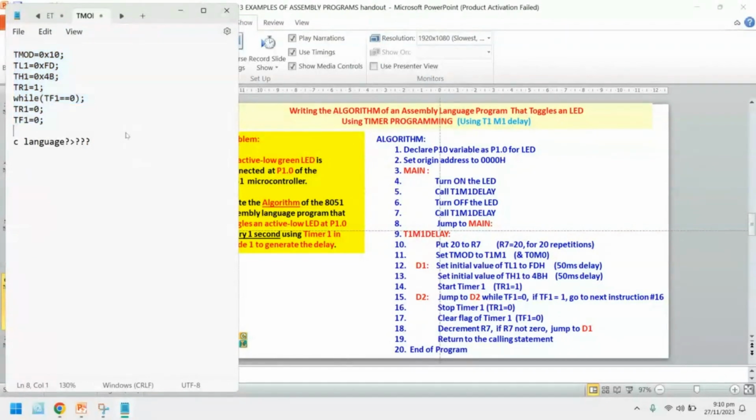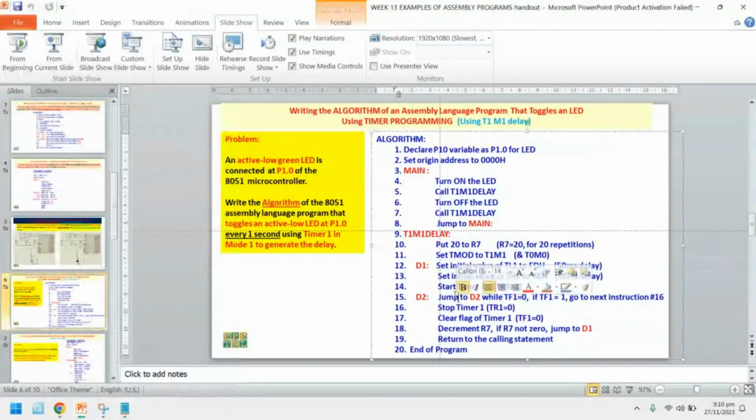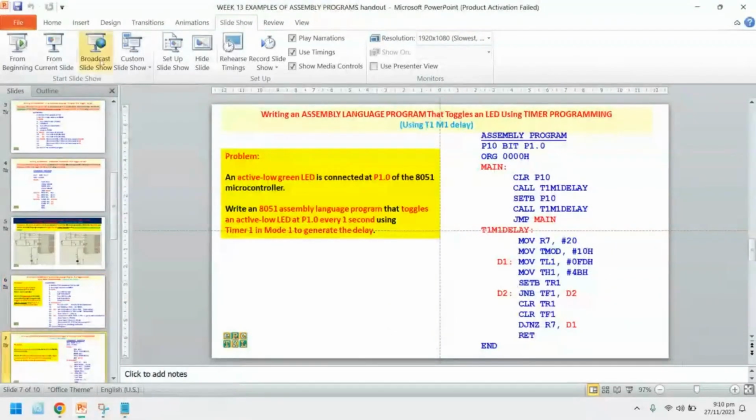Because look, if I will write this in assembly and I'm writing the algorithm, what will I write? I will write here, make TMOD equal to 10. It's okay. Here, what will you write? Make TL1 equal to FD hexa. How about here? You understand? This you can write here in the algorithm, because these are just algorithm. But when you write the program, of course, it will be different.